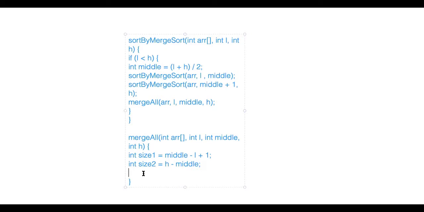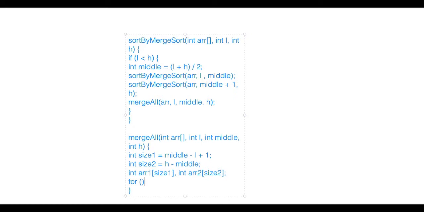And then we will create 2 different arrays here. We can say that array 1 has size 1, and array 2 with size 2, right? Correct. Awesome. And then we will fill these arrays. How will we fill these arrays?